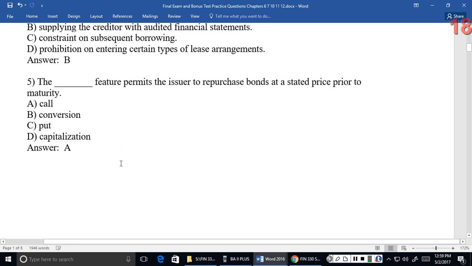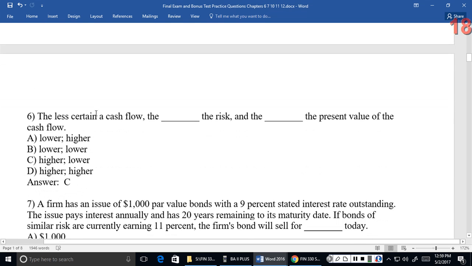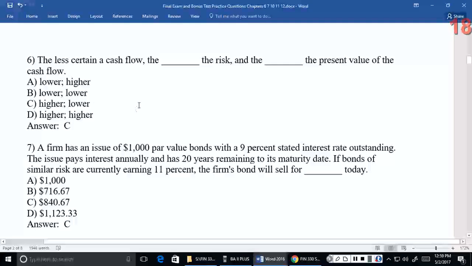Number 5, the blank feature permits the issuer to repurchase bonds at a stated price prior to maturity. That would be the call feature, and we talked about that in the slides in class. Number 6, the less certain the cash flow, the blank the risk, and the blank the present value of the cash flow. So the answer will be C. The less certain the cash flow, the higher the risk, and the lower the present value of the cash flow.